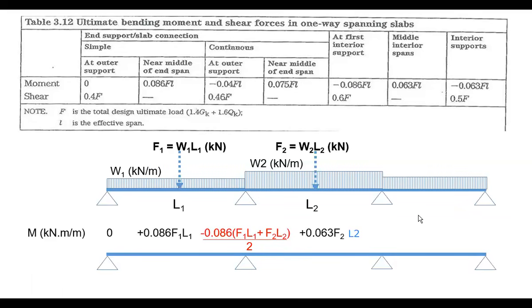Okay, then for the shear, we are going to do the same. You will use the values at the bottom here. So it will be 0.4 F1, then 0.6 F1, then 0.5 F2 and 0.5 F2, and so on. Okay, so if you have a real problem with different spans and different loads, the important thing at the middle support is that you get the average of F1 L1 plus F2 L2 divided by 2, multiplied by this factor, which is 0.086.